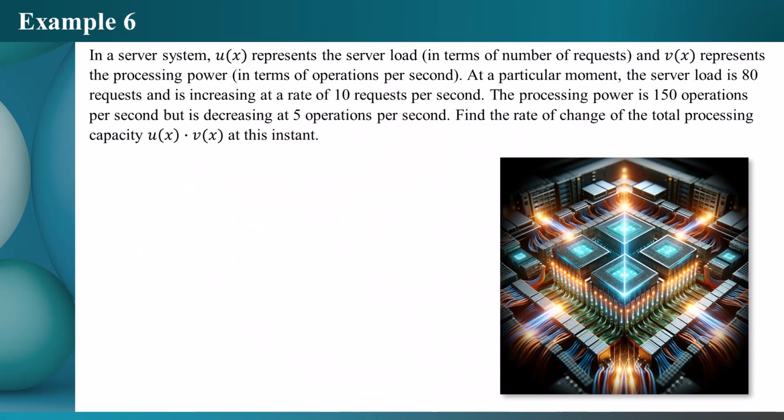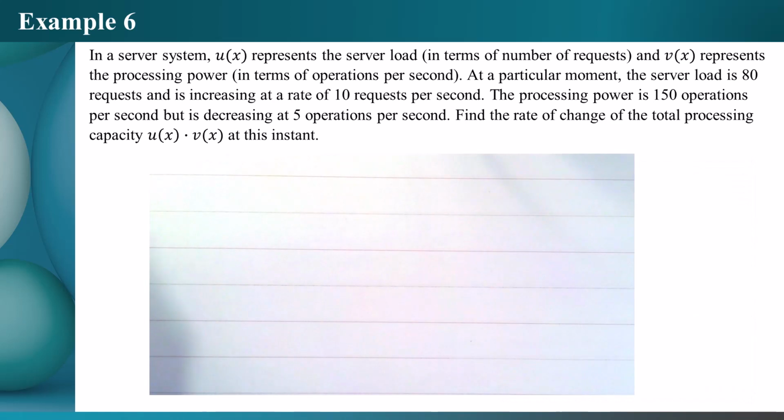In a server system, U of x represents the server load in terms of number of requests, and V of x represents the processing power in terms of operations per second. At a particular moment, the server load is 80 requests and is increasing at a rate of 10 requests per second. The processing power is 150 operations per second, but is decreasing at 5 operations per second. Find the rate of change of the total processing capacity, U of x times V of x, at this instant.